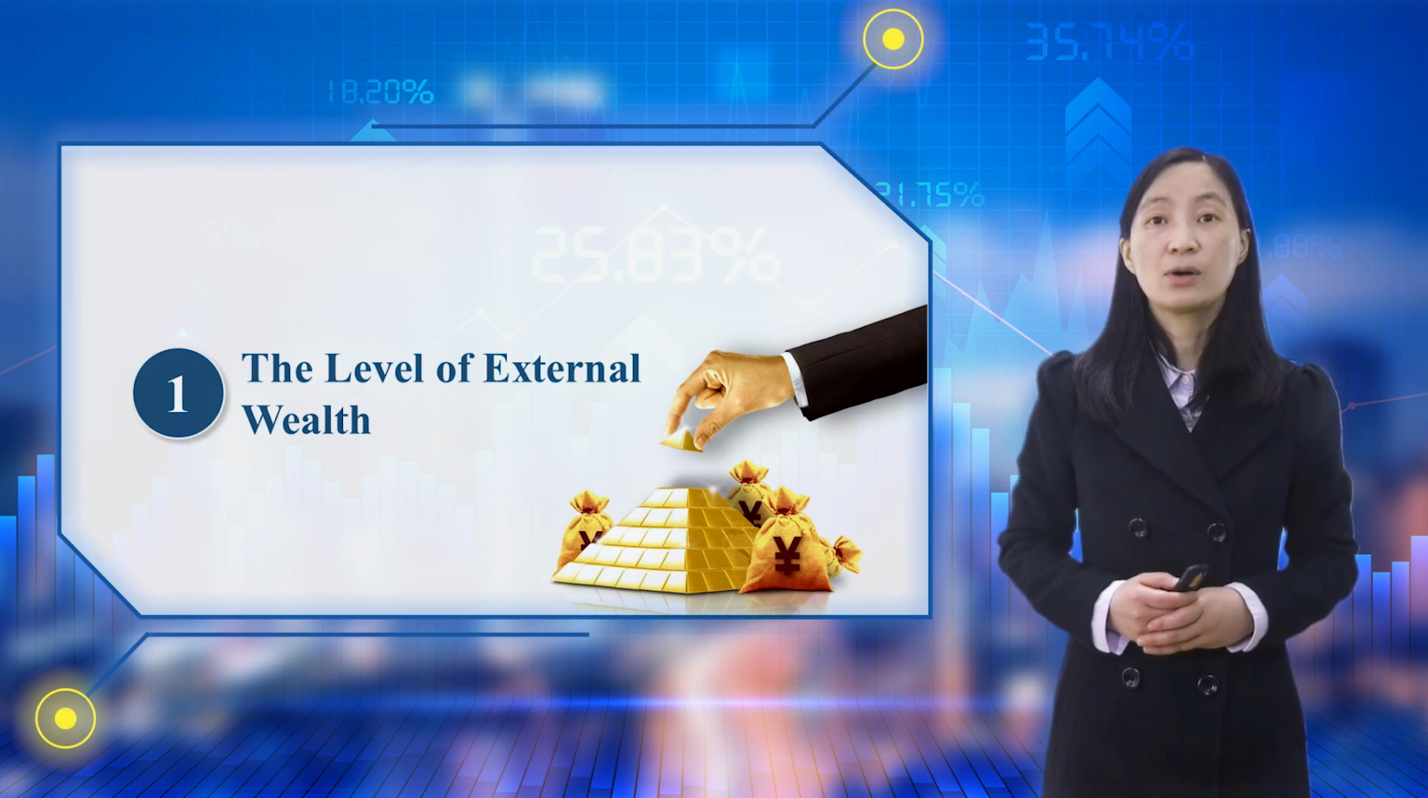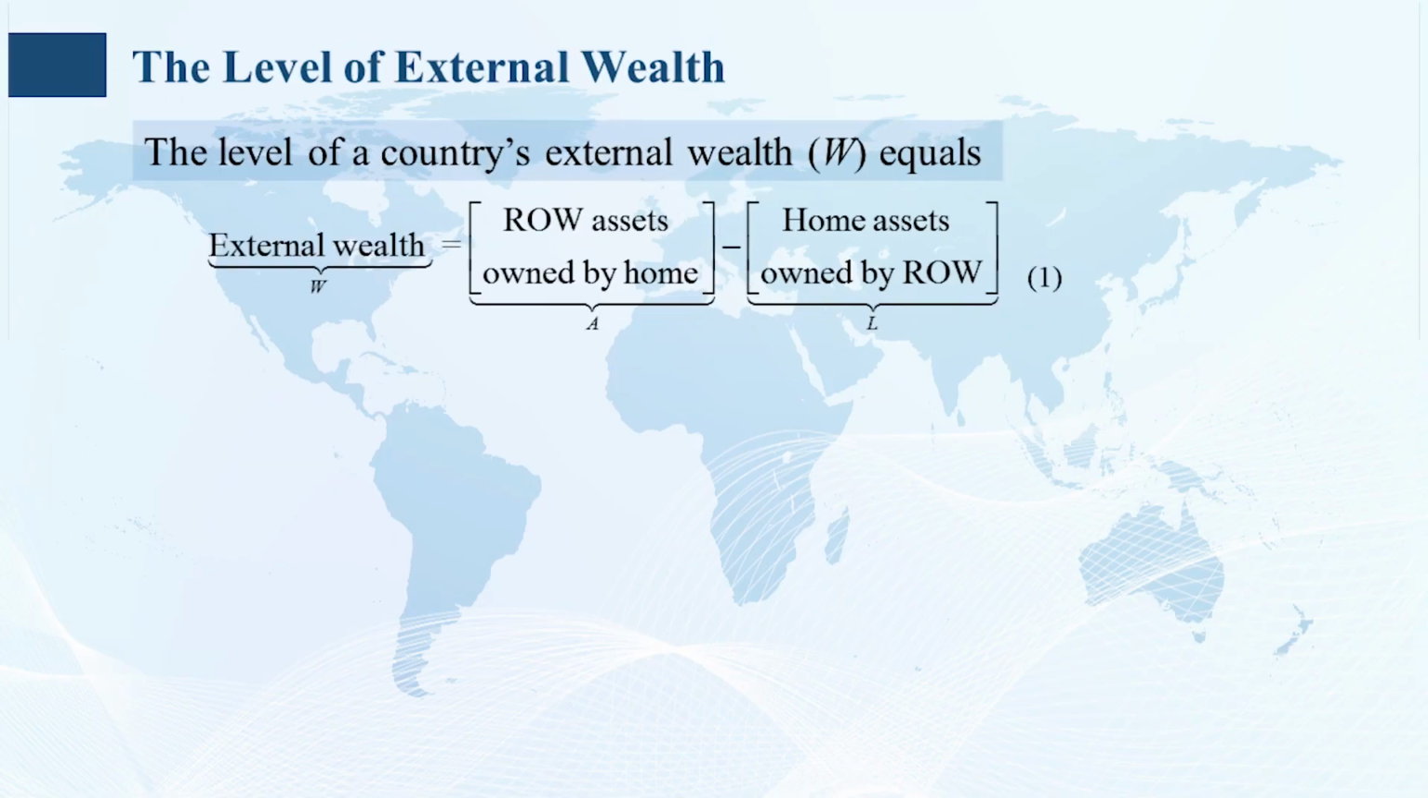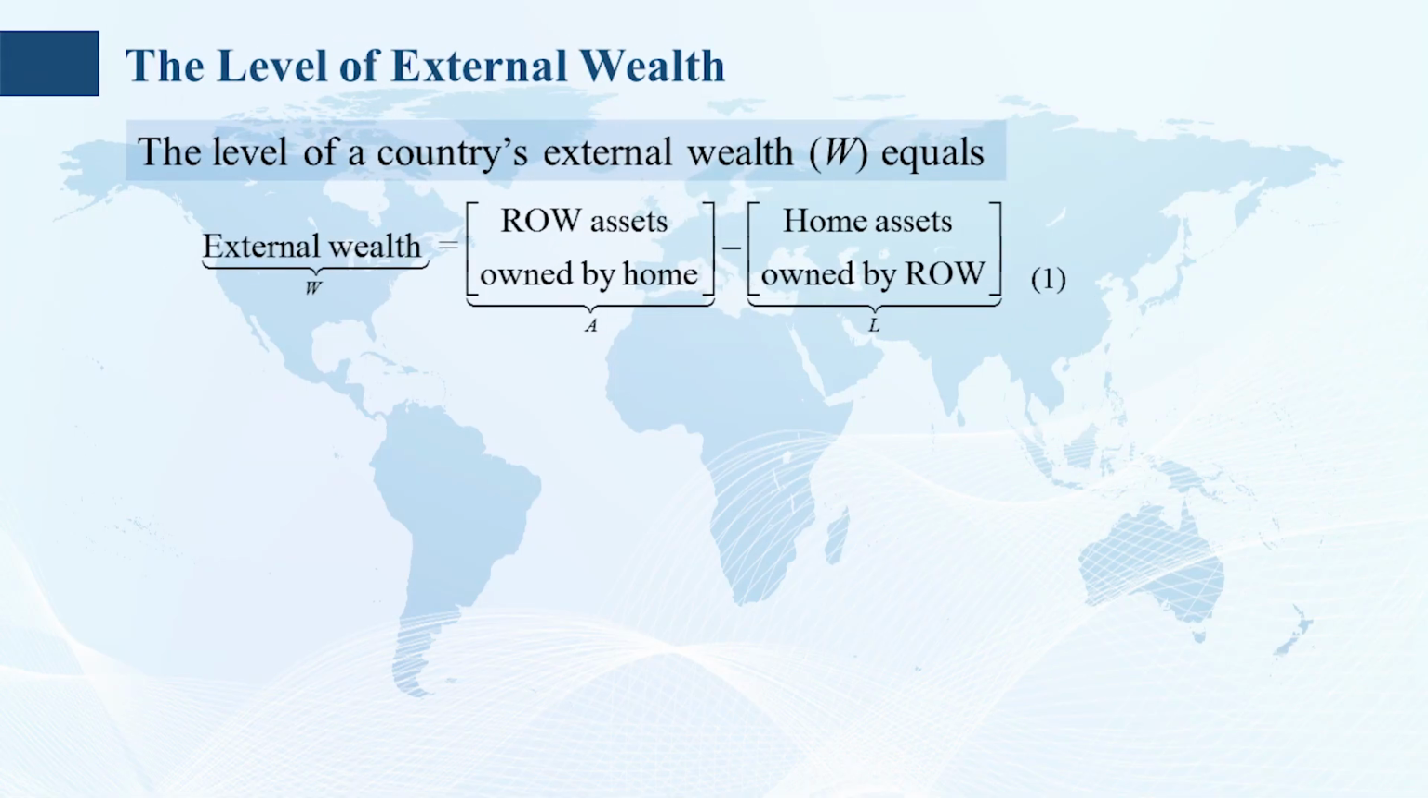First, the level of external wealth. External wealth equals the value of total external assets A minus the value of total external liabilities L. Total external assets is what the rest of the world owes to the home country, and the total external liabilities is what the home country owes to the ROW. So W equals A minus L.